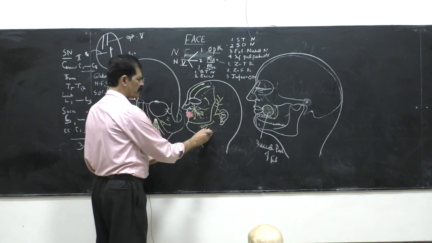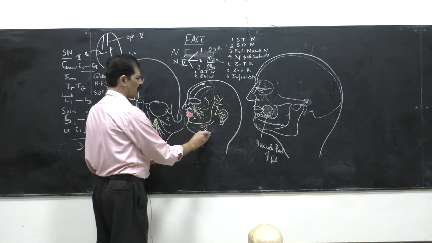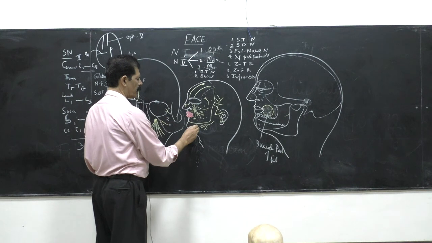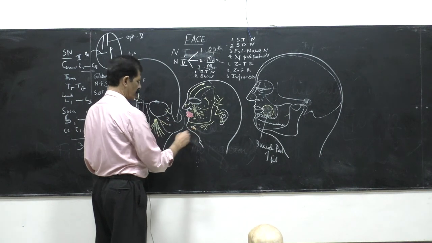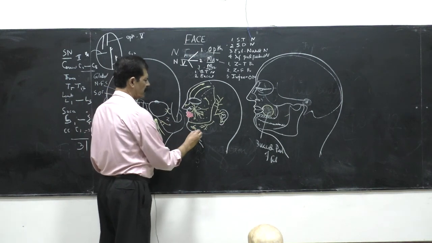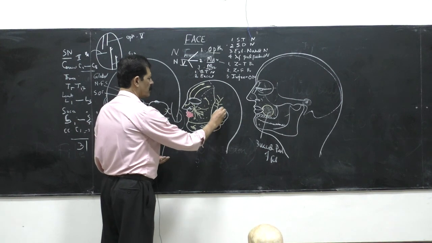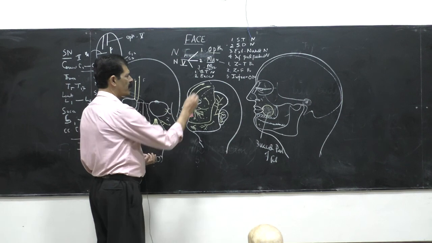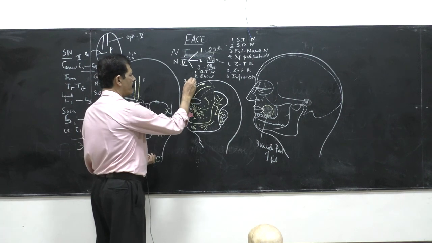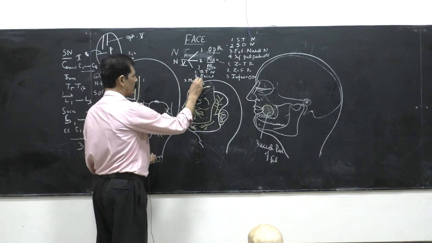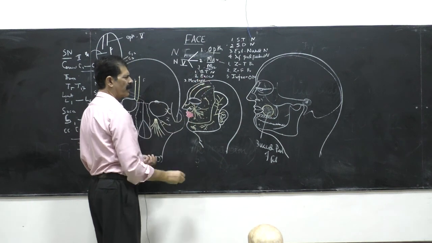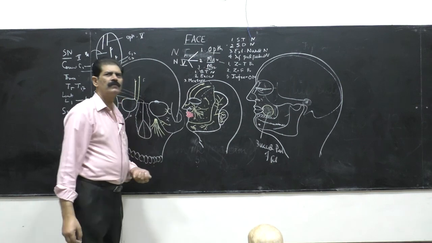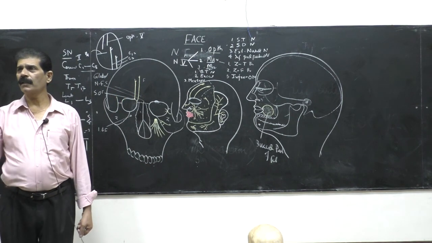Then comes the lower branch, which supplies the skin of the chin. So this much area of the skin of the face is under the mandibular branch. The third branch is the mental nerve. The mental nerve comes from the mental foramen of the mandible. So these are the 3 branches, these are the names of the branches.